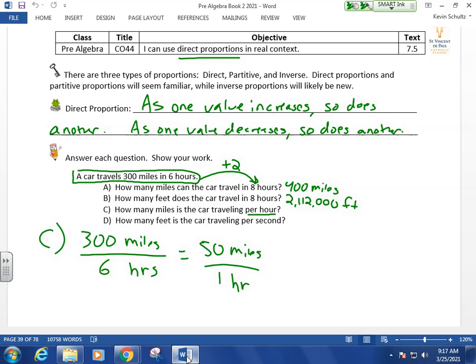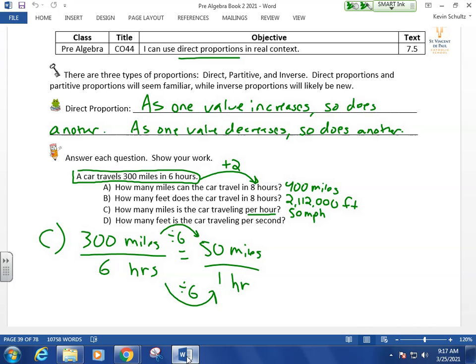To get a unit rate here, we divide the numerator by the denominator, because our goal is to get from 6 hours down to 1 hour. How we do that is we divide by 6. 6 divided by 6 is 1. So kind of like scale factor up here as well, 300 divided by 6 will be 50. Okay, just scale factor with division instead of multiplying. So 50 miles per hour for letter C, unit rate.